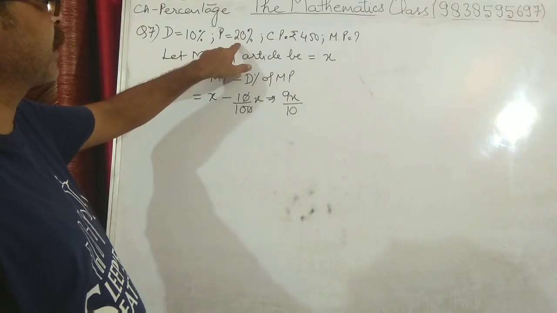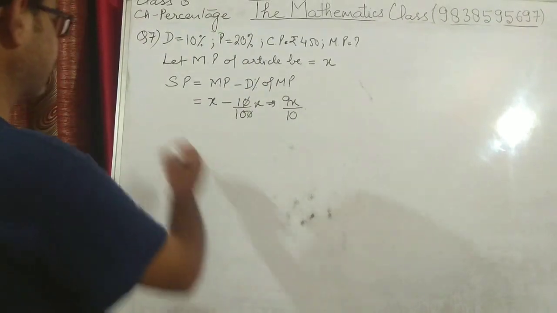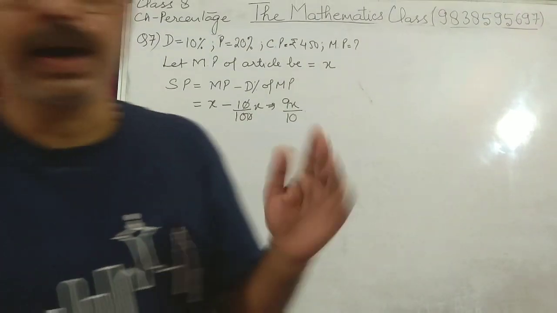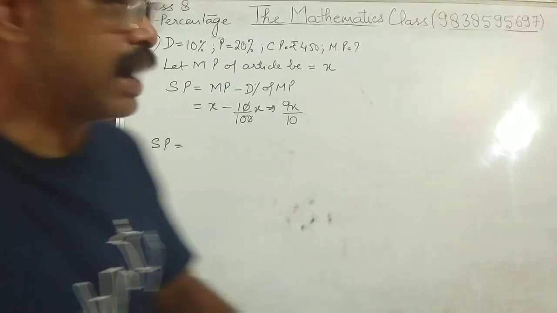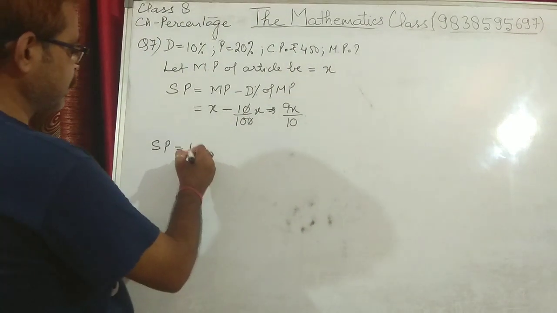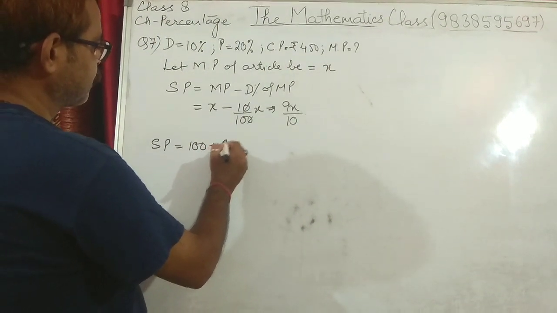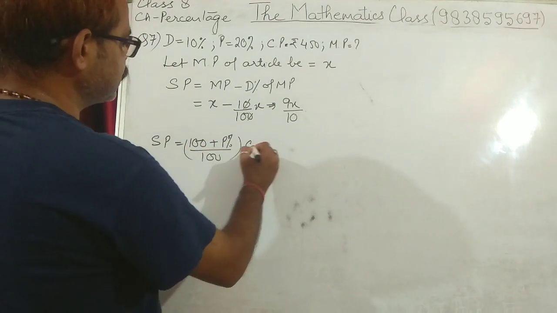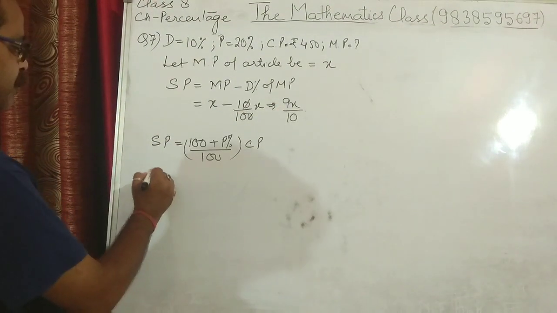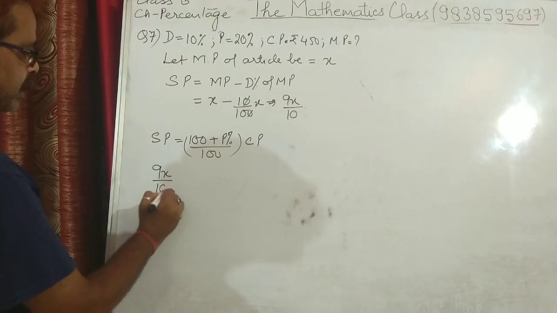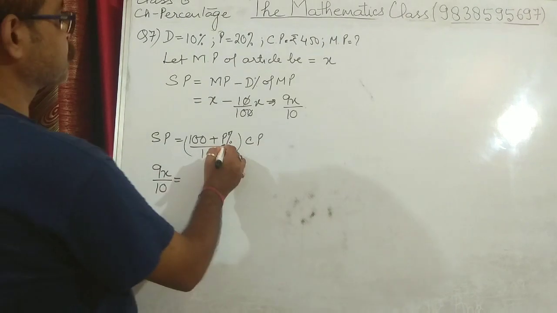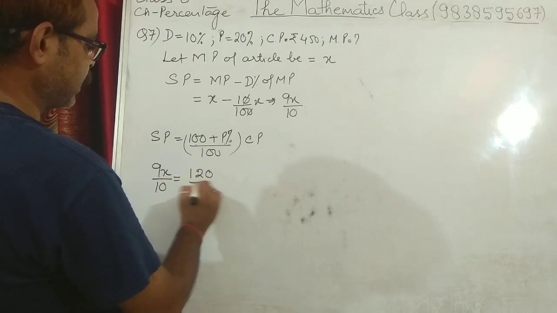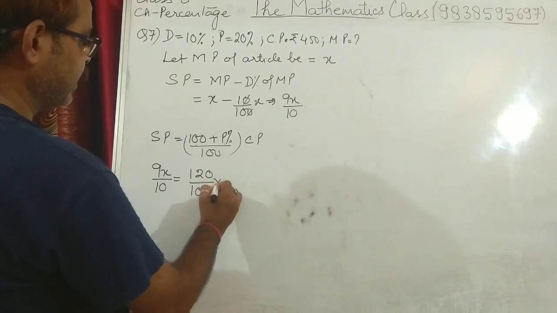Now this is the selling price. On this selling price he is making a profit of 20%. It means we know that when profit is given, selling price is 100 plus profit percent upon 100 into CP. Now selling price is in the form of X, so we will write 9x upon 10. 100 plus profit percent is how much? 20. So 100 plus 20 is 120 upon 100 into CP.